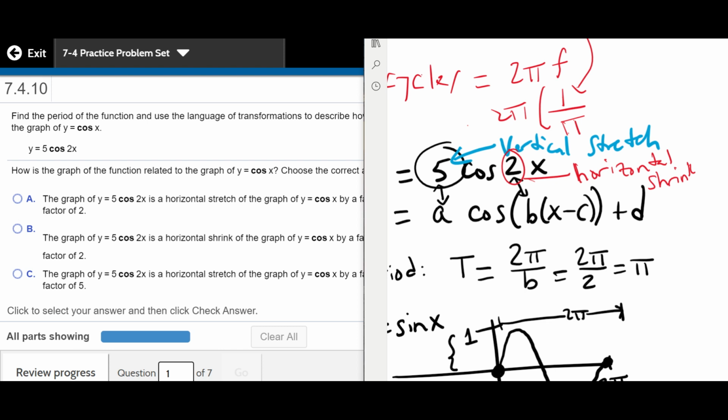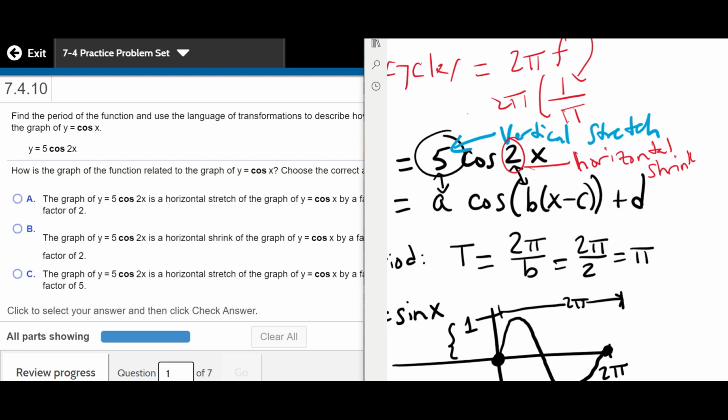Basically, this number right here tells you how many waves, or how many wave cycles, you have within one period. This is saying that I have two waves from 0 to 2 pi. This is sometimes called the wave number, okay?